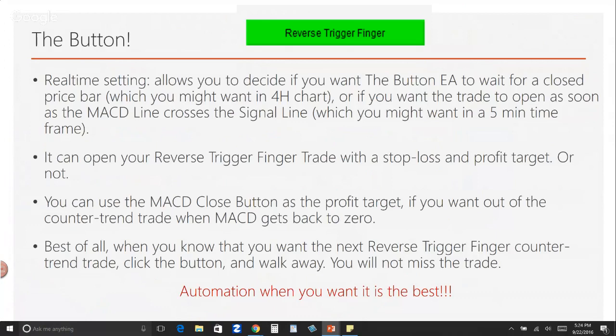The real-time settings have quite a few options that are going to give you a lot of control over the automation of this particular button. It allows you to decide if you want the button program to wait for a closed price bar before it opens your trade. So if you're working on a longer time frame chart, you might want to do that. Or if you want the trade to open as soon as the signal happens, you can set that real-time setting to either true or false so that you have some control over what the program can do. It can open your reverse trigger finger trade with a stop loss and profit target in place or not, whatever you want. You can use the MACD close button, which is another button, as the profit target so that when that MACD line gets back to zero, it'll close the trade automatically for you. It's just got all kinds of things that it does for you. Best of all, when you know that you want the next reverse trigger finger, which is the counter trend move, you click on the button and then you can walk away. You won't miss the trade. And it's really the best of automation. It's automation right when you want it.